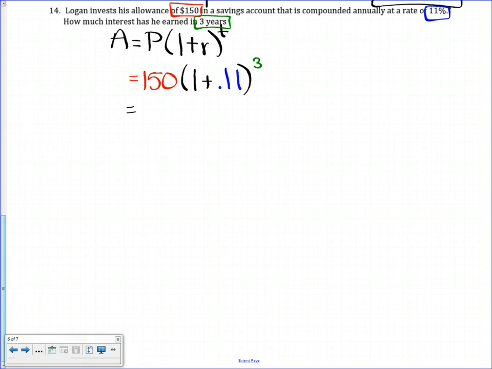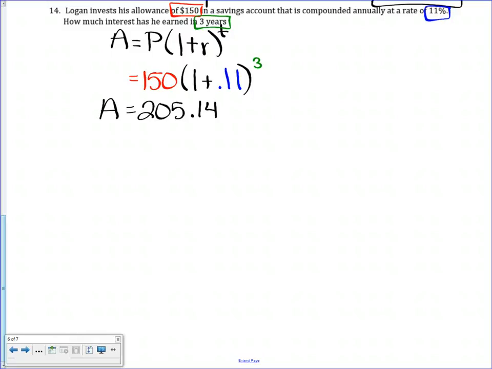Type that in your calculator. You get 205.14. Now that's letter A. In case you forgot, A stands for the total amount in the account. So this is the total amount that Logan would have at the end of 3 years.